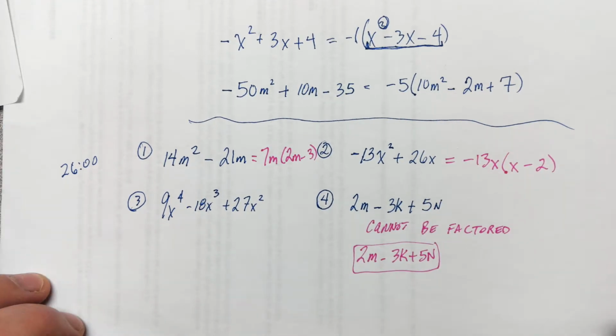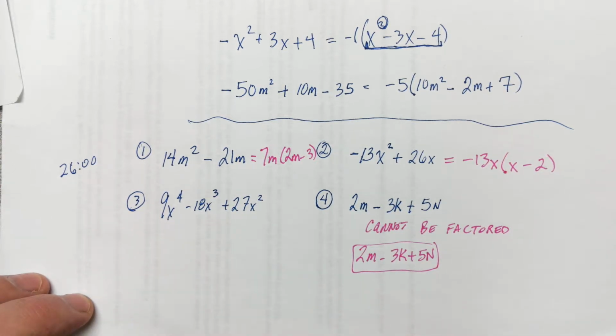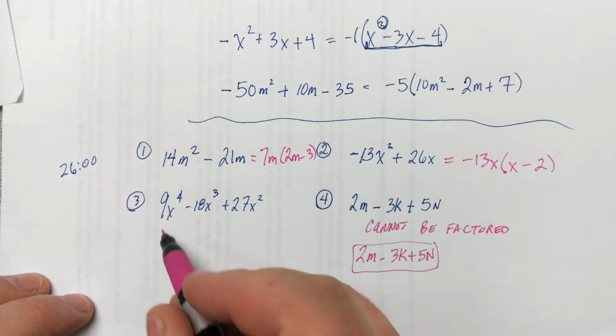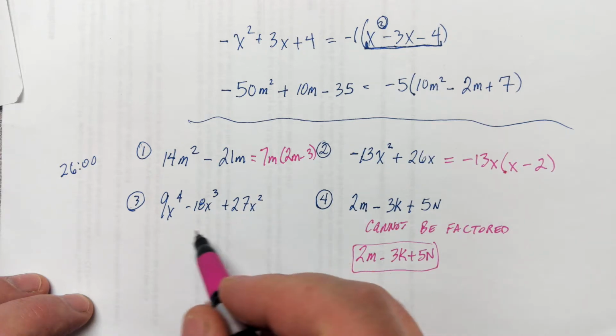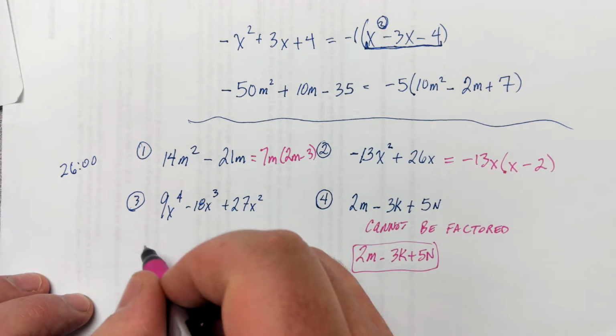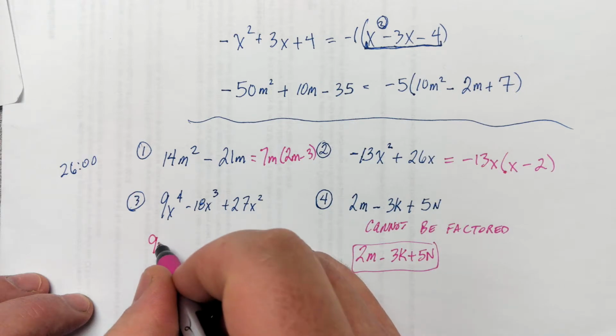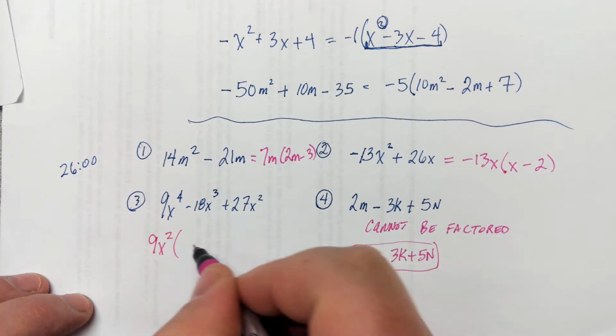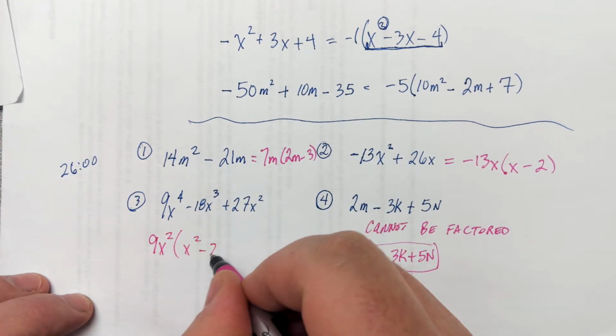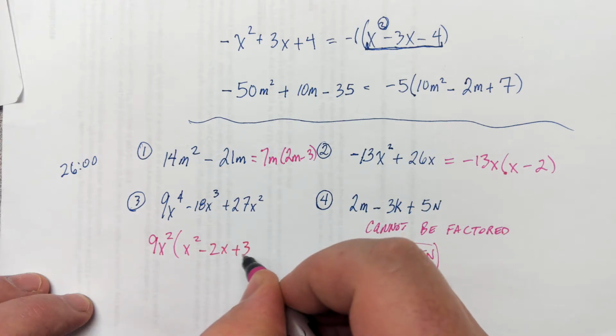Okay, Alex, last one. They all have an x squared. They also all have a factor of 9. They do have a 3, but they also all have a 9. Hate when that happens. So x squared minus 2x plus 3.